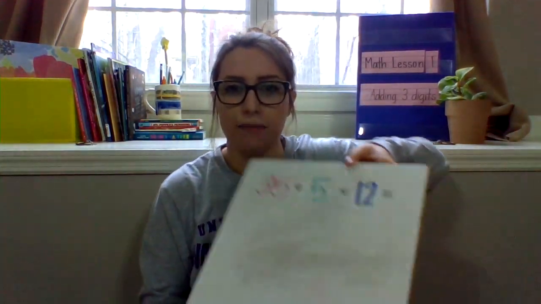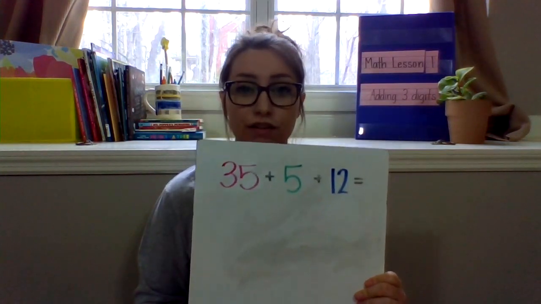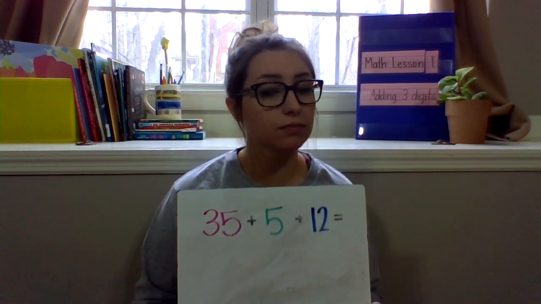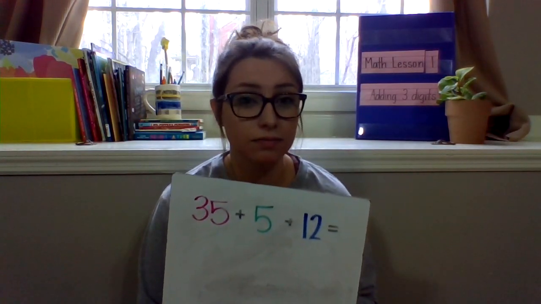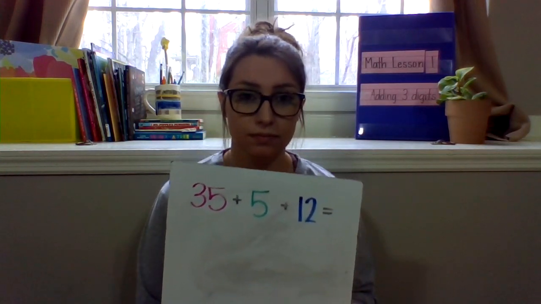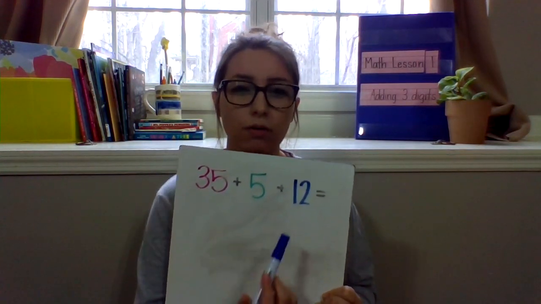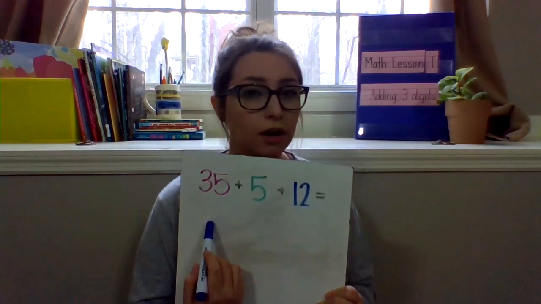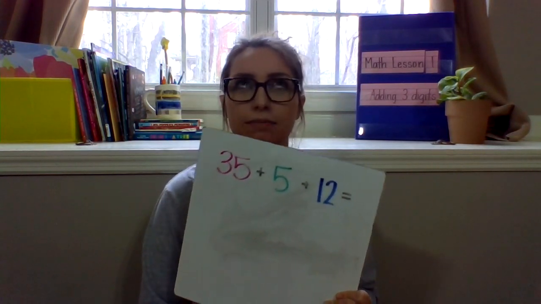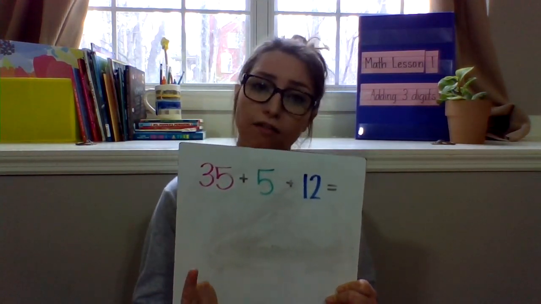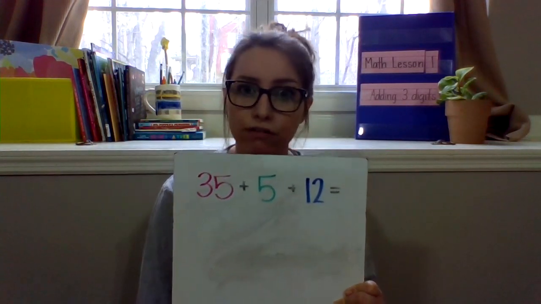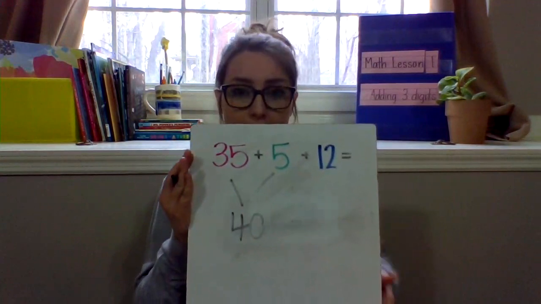Okay, let's look right here. We've got 35 plus 5 plus 12. Do you see any numbers that would make it really easy for me to add? What would be 5 more than 35? Let me count it. Let's see. 5, 10, 15, 20, 25, 30, 35. Add 5 more will be 40. So I can take 35 and 5 and make that 40.